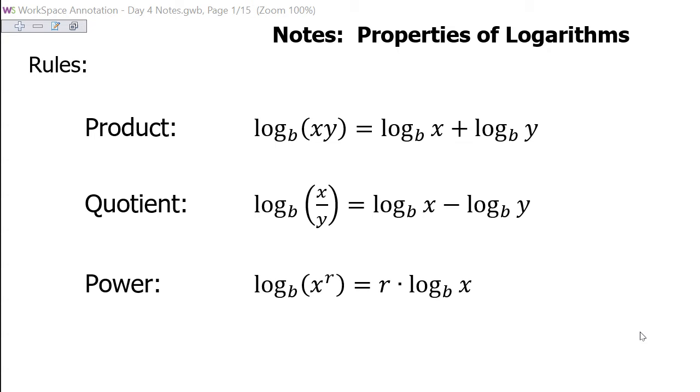Notebook paper. So as soon as you have out your notebook paper, you need to copy down these 3 rules for the properties of logarithms. So write down those 3 rules or properties. So we have the product property, the quotient property, and the power property.